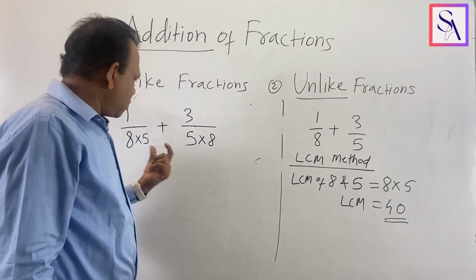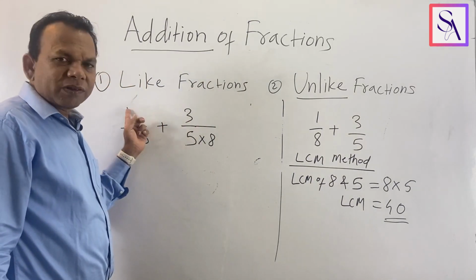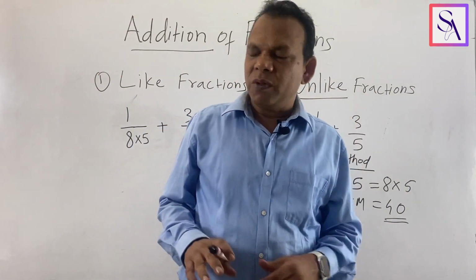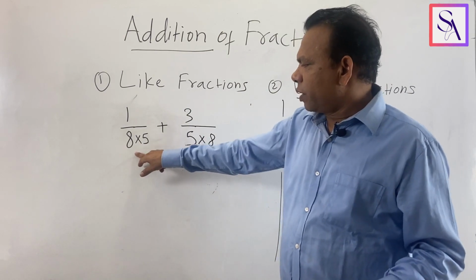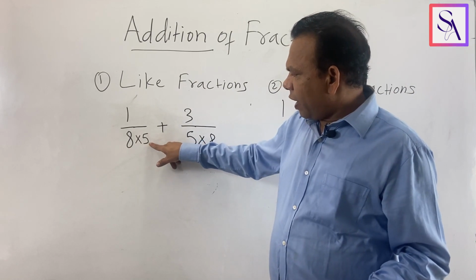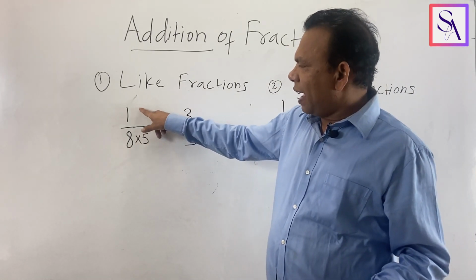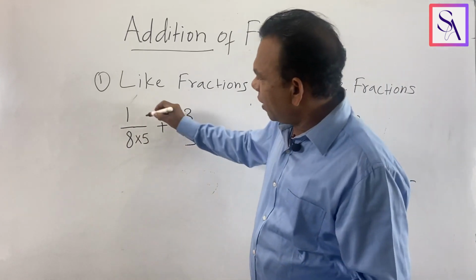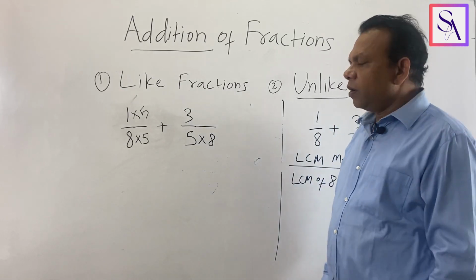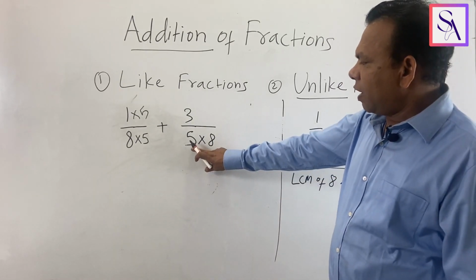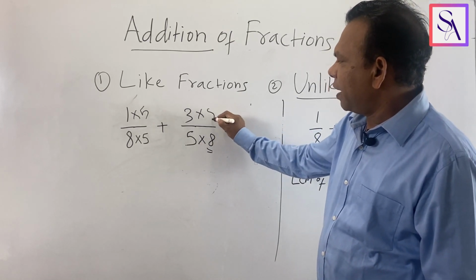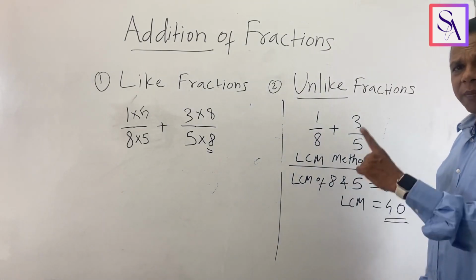Why do we have to make these two denominators same? Because we have to add these two numbers. For adding any two fractions, their denominator must be same. So that's why we are making this 40 and this 40, right? So if I am multiplying this denominator by 5, then what is the rule? I have to multiply numerator by 5 as well. So 1 also I will multiply by 5. Understood? Similarly here, if I am multiplying denominator by 8, then I have to multiply this 3 by 8. This is a very important step.